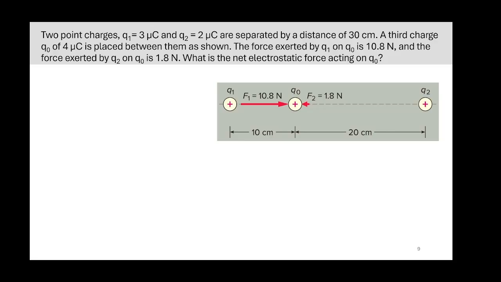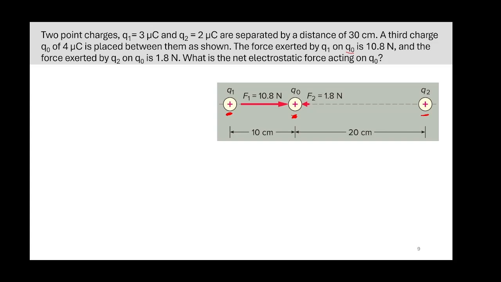Here we have a third charge Q naught placed between two charges Q1 and Q2. Both Q1 and Q2 exert a force on Q0. If we look here, all these charges are positively charged, and we know that like charges repel each other, meaning this charge will repel this charge, and this charge will also repel this charge.